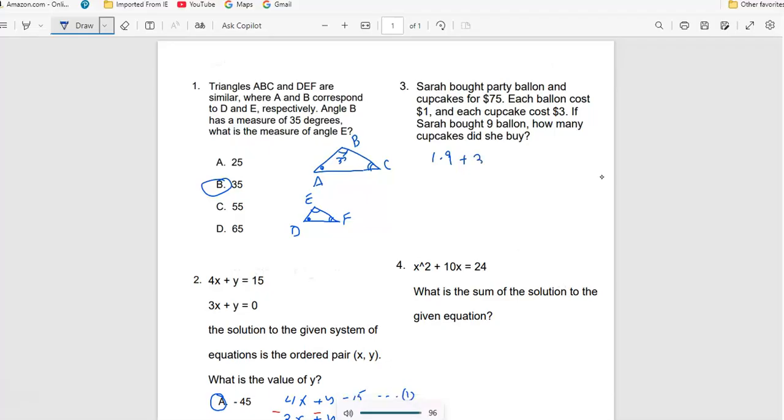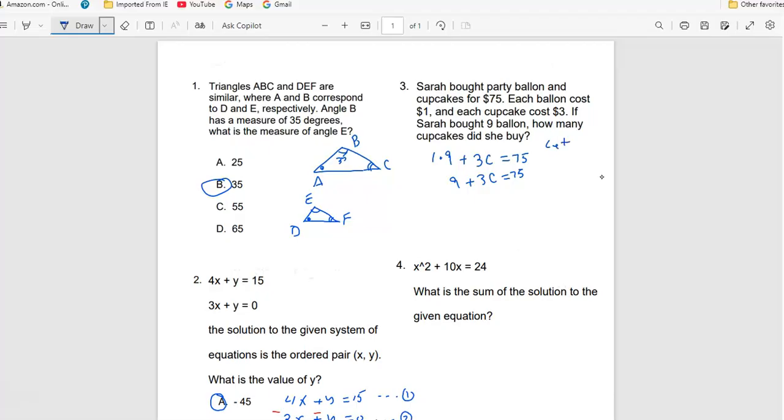So 3 times cupcake, I'm going to put C for cupcake. That is equal to the total amount she spent, which is 75. Right? So here we're going to put C, the number of cupcakes. What is 1 times 9? That is 9, plus 3C equals 75. And from here we can find C, which is the number of cupcakes.